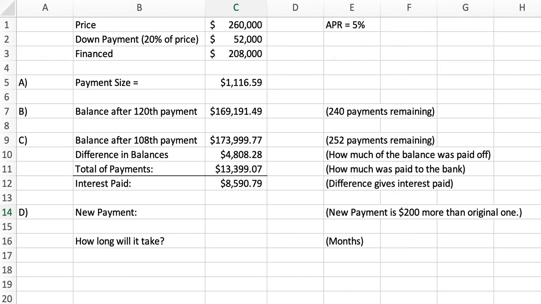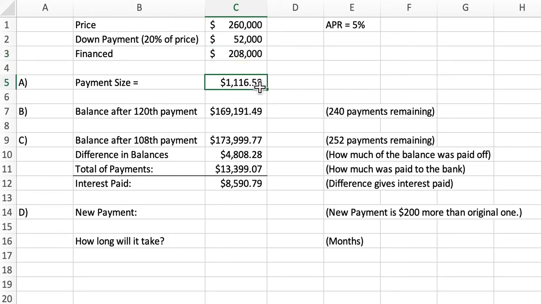Okay, we're back, and what we're going to do is finish the problem that we started. You notice I have all of the details that we've already gone over here. Just to recap, we have a $260,000 mortgage, and we're paying 20% of the price of the home down, the 52,000, so that we're borrowing 208,000.